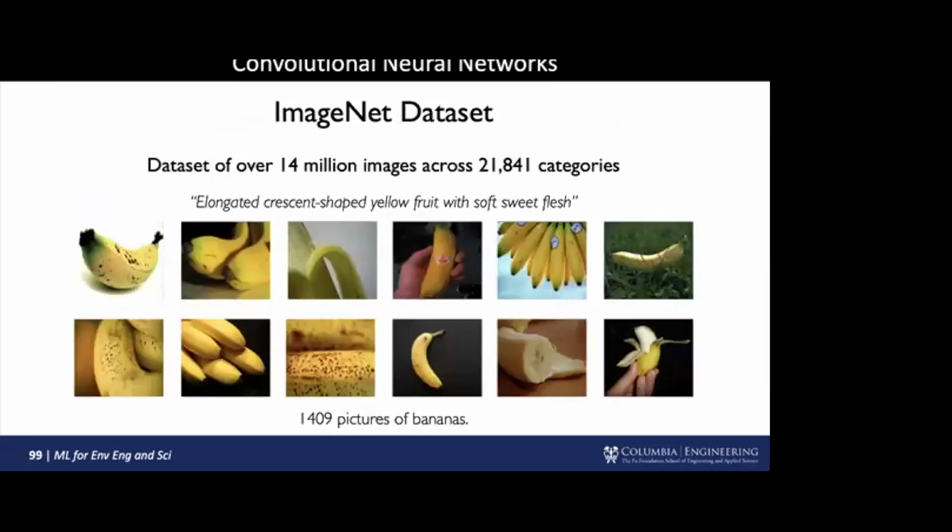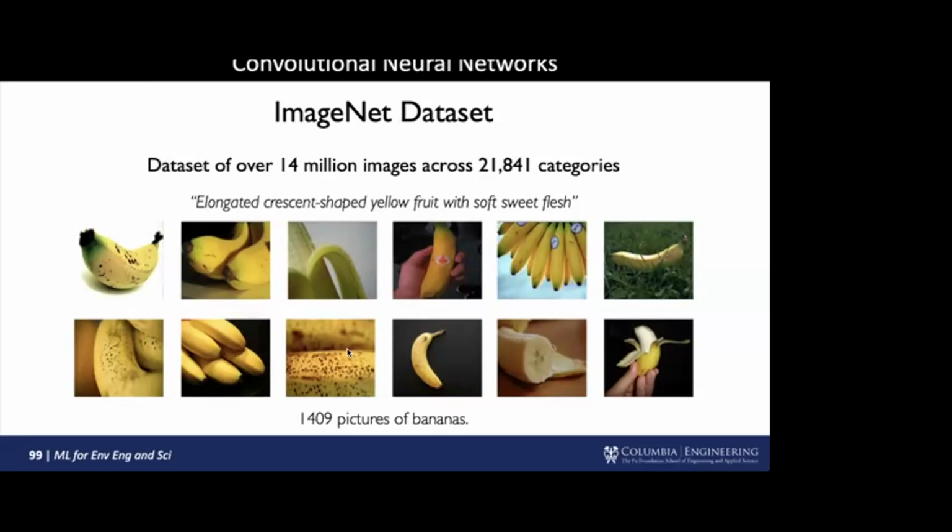Okay, now to train deep convolutional neural networks, we need large, diverse datasets, right? The ImageNet dataset is one of the most important image datasets ever created. It contains over 14 million images across more than 20,000 categories. Each category is defined very precisely. For example, a banana is described not just as a fruit, but with detailed visual characteristics.